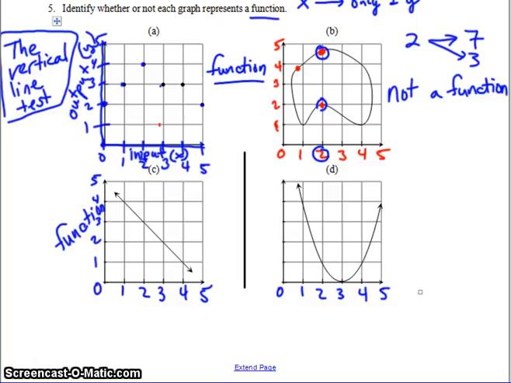The last one is what's called a parabola. If I do the vertical line test with the parabola, I notice that it too does not intersect at any 2 points. So therefore, it is also a function.